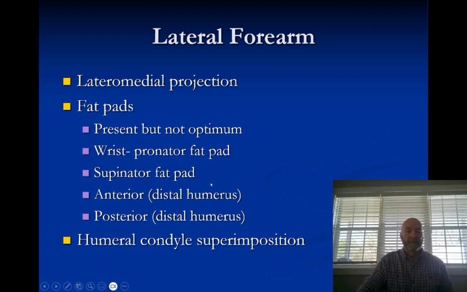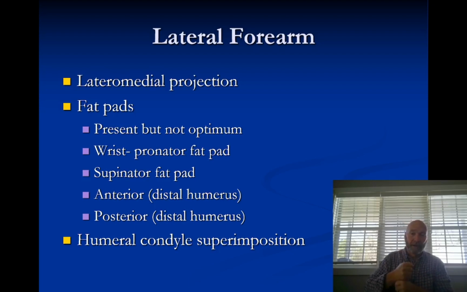We should be able to see the anterior fat pad on the distal portion of the humerus. Distal portion of the humerus has two, anterior and posterior, and then also we've got a supinator fat pad in front of the radial head. So our humeral condyles are not going to be perfectly superimposed. When we get to the elbow, we're going to talk about that.